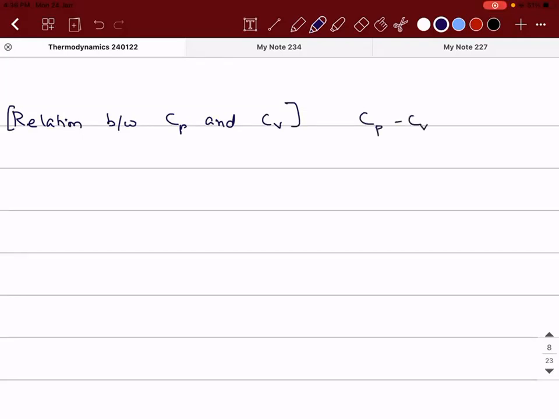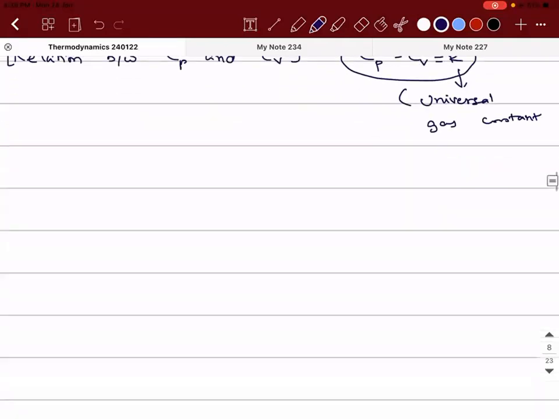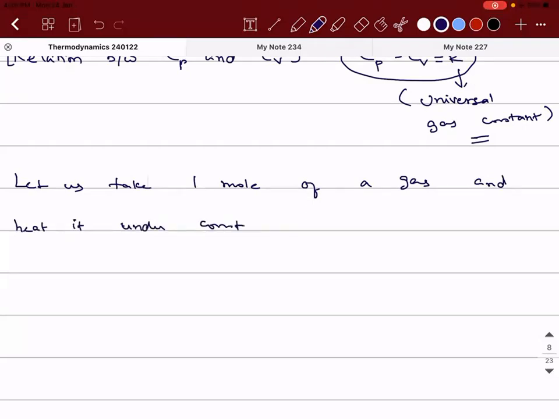This is something like this. Cp minus Cv is written as R, where this R is called the universal gas constant. So let's start the derivation like this. Let us take 1 mole of a gas and heat it under constant volume. So I'm heating it under constant volume.